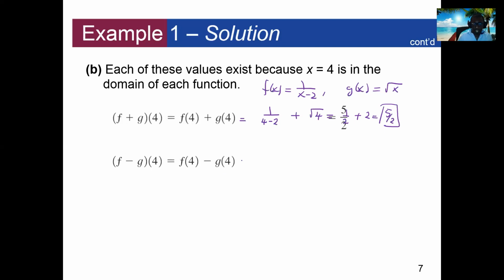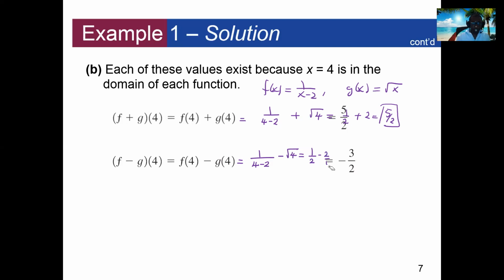The difference is the same, but this time it is minus. So you get 1 over 4 minus 2 minus the square root of 4. So this gives us 1 over 2 minus 2, which will give us this over 1. That is a negative 1 1/2. And that would give us negative 3 over 2. Okay, and that is why I have that answer, 3 over 2. Negative, actually. Negative 3 over 2, and that will be our answer.